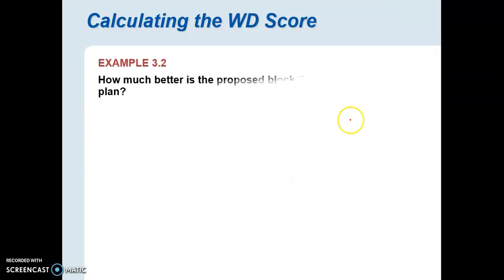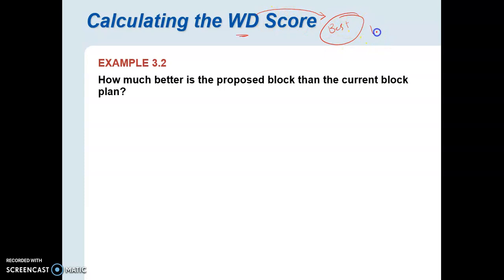Anyway, we are coming back to the calculation of the WD score. How can you calculate the WD score? Because this score will help you decide which block plan is the best. The rule of thumb is that for this score, the lower the better, okay?